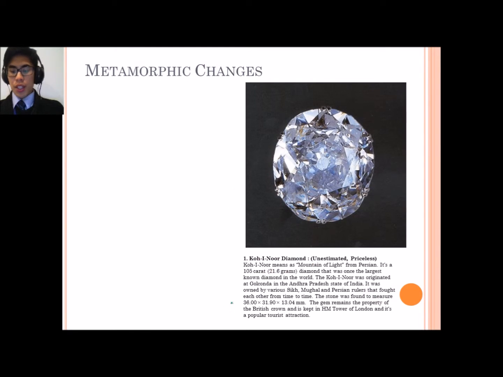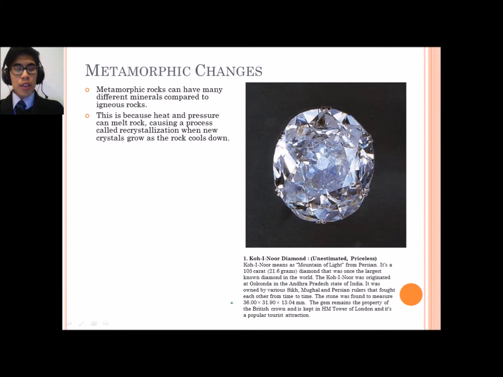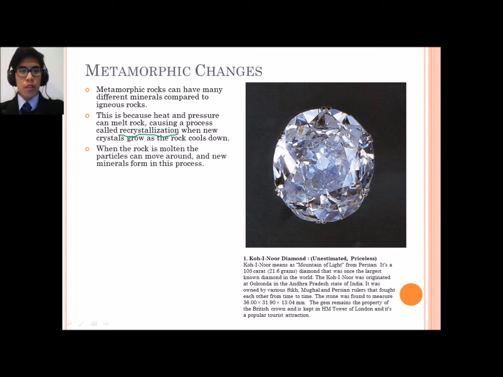Metamorphic changes. Metamorphic rocks can also have many different minerals compared to igneous rocks. This is because heat and pressure can melt rock, causing a process called recrystallization, when new crystals grow as the rock cools down. When the rock is molten, the particles can move around and new minerals form in this process.